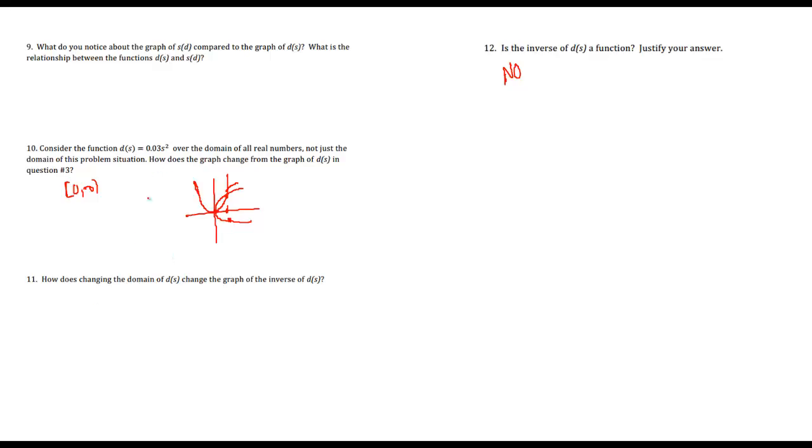Because basically what we're saying is we're taking d of s, and if we were to find its inverse without restricting the domain, we would switch the x and the y. We would divide both sides by 0.03, and then we would square root both sides. Whenever you square root something, you have to take the positive and the negative. So y would really be equal to positive or negative square root of x over 0.03. So this top part would be if I had positive x divided by 0.03. This bottom part would be if I had negative x divided by 0.03.